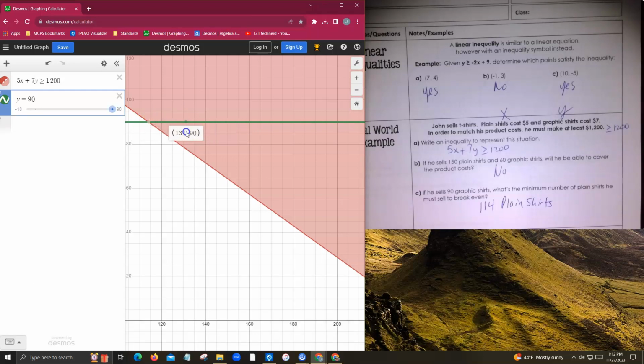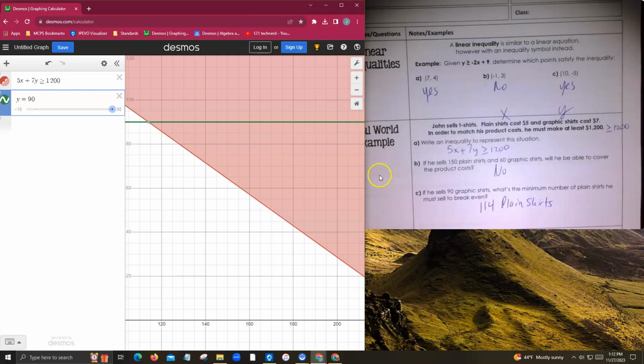And of course, remember, it doesn't know you're doing actual shirts, so that's why it's giving you all these strange numbers, 145.4 and all that. So you're going to have to keep that in mind when you're doing these. If this is 113.9, you would have to say 114 shirts. Okay, so you have to round, because remember, we're talking about whole shirts. But that's how you're going to do these.